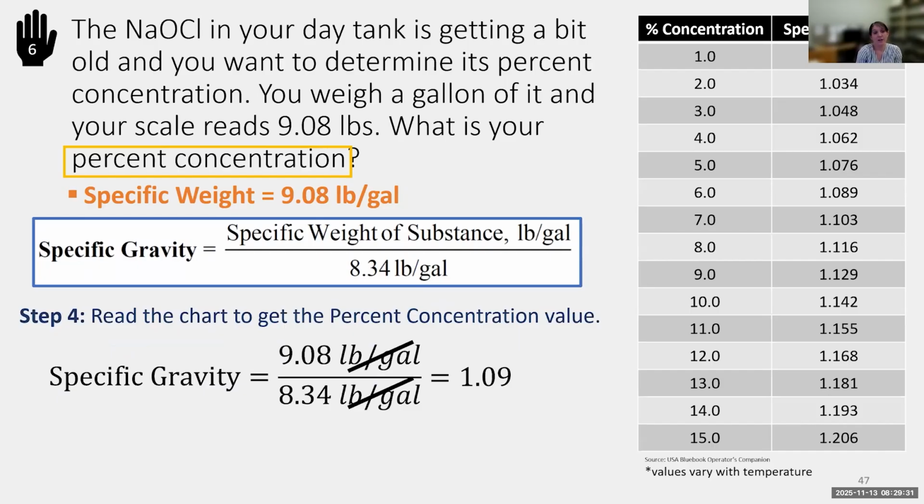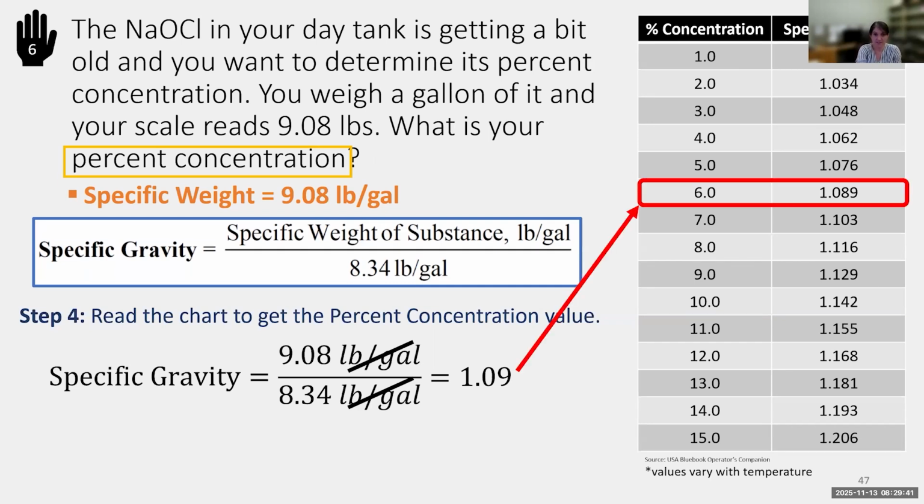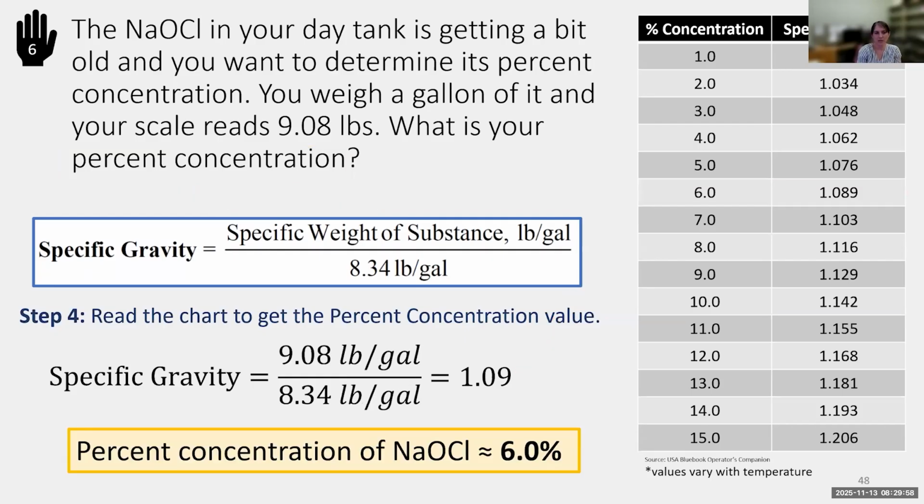So for step four, we are going to want to use that specific gravity that we just calculated to determine the percent concentration using the chart. So 1.09 isn't on the chart for specific gravity, but we do have 1.089, which is pretty close. So we can round, and our percent concentration then is about 6. So we have a percent concentration of sodium hypochlorite of about 6%.